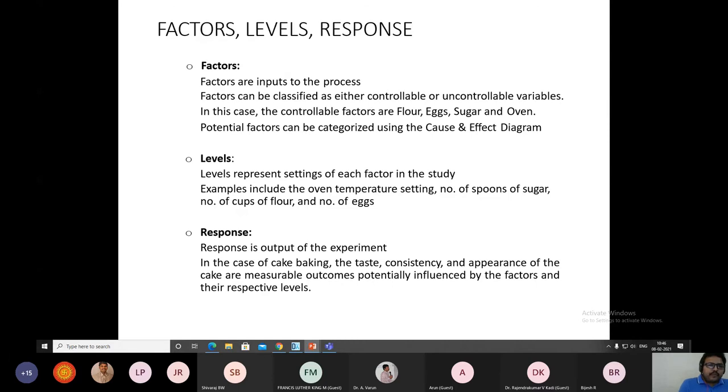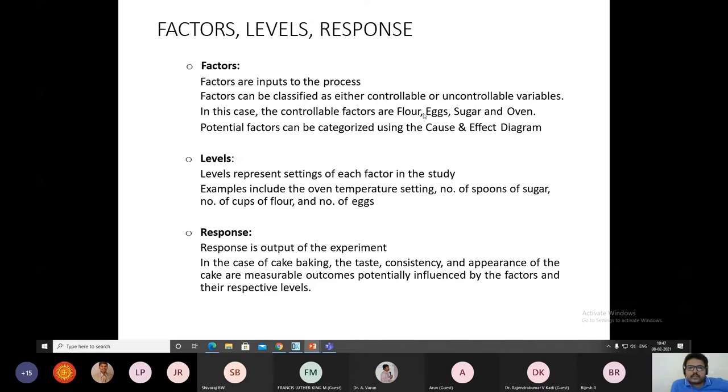So factors are inputs to the process. Factors can be classified as either controllable or uncontrollable variables, right? So some factors will be controllable and some factors may not be controlled. We cannot have control, right? In this case, the controllable factors are flour, eggs, sugar, and oven. And potential factors can be categorized using the cause and effect diagram, right?